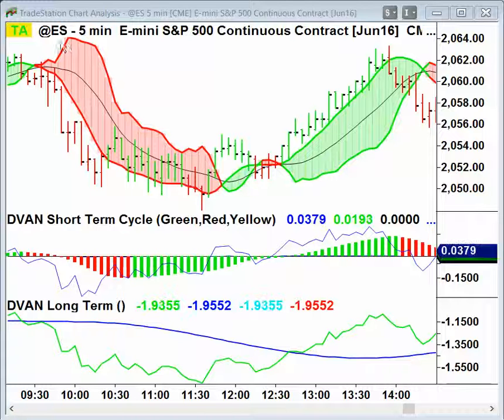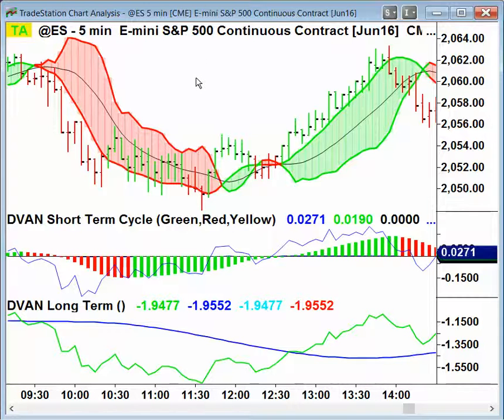We're looking at a chart of the S&P E-mini, a 5-minute chart on May 3rd. This is from the open till about midway through the afternoon. The three indicators comprising the DVAN SmartLines cycles package, which we're going over, are the SmartLines, which you can see create these red and green cycles showing buying and selling cycles.